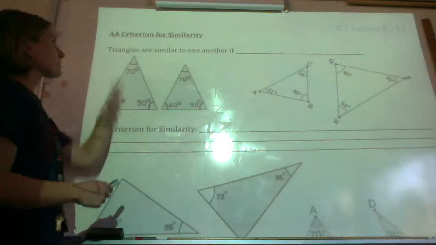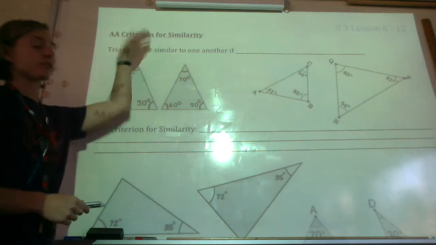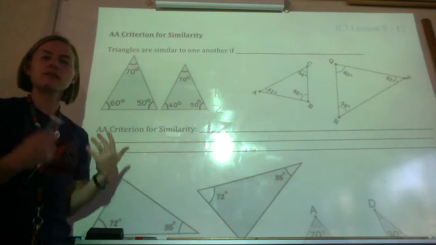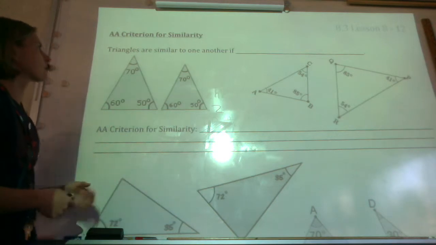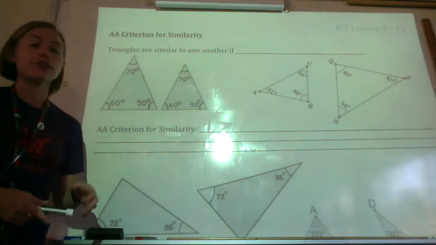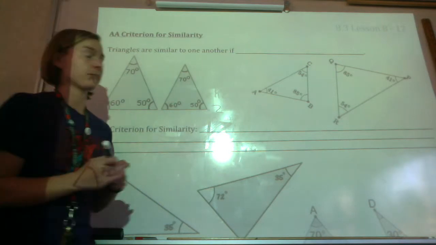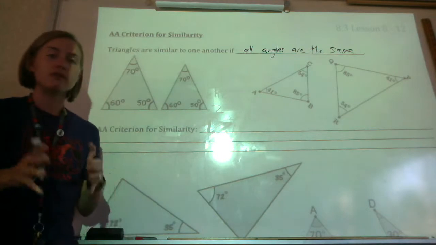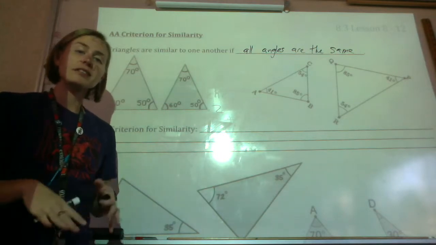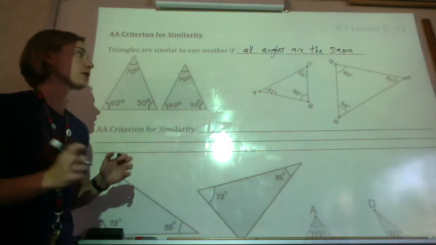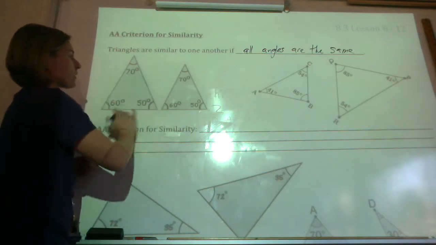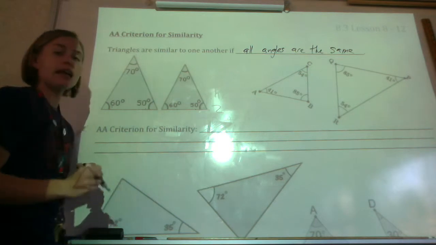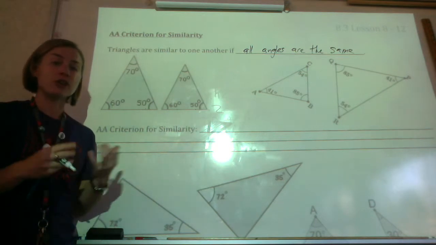All right, here we have something called the AA criterion for similarity. I'm going to get to what that is in a second, but let's start with some basic information. Triangles are similar to one another if the angles are the same. So if all the angles of a triangle are the same, then we can say those two triangles are similar. This is a good example of it. Both of them have a 70, both of them have a 60, and both of them have a 50. So those two triangles are going to be similar.